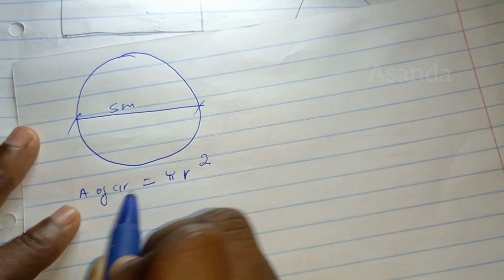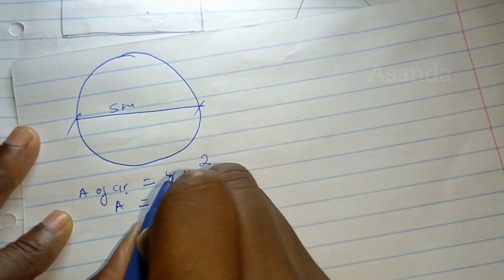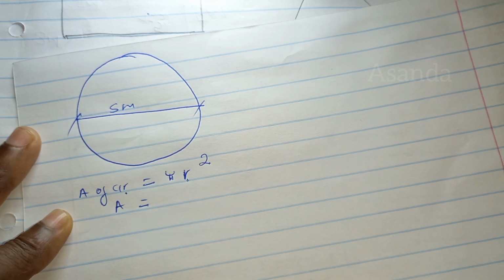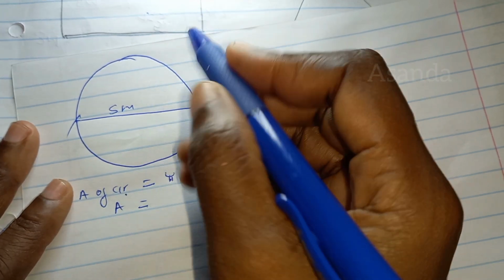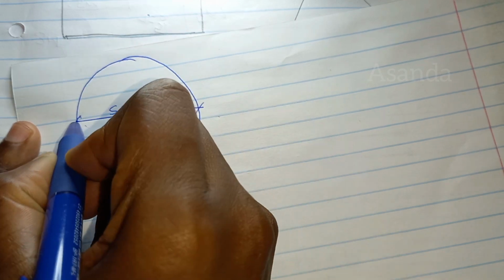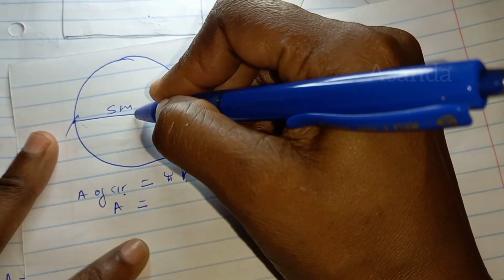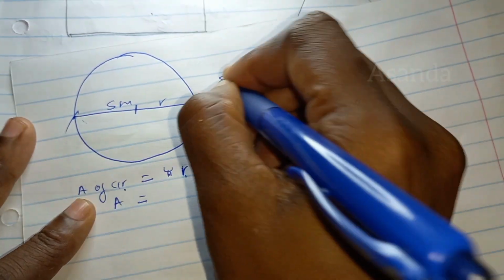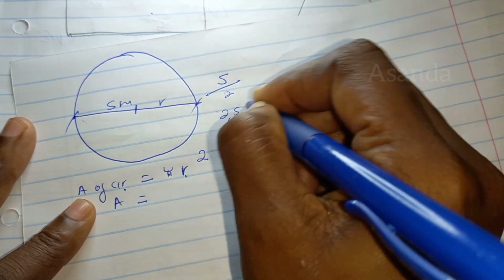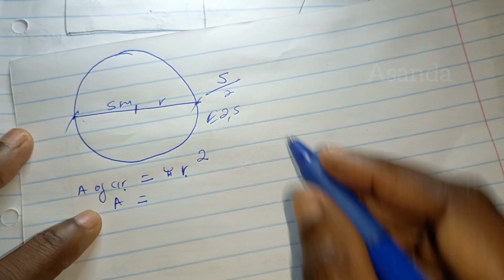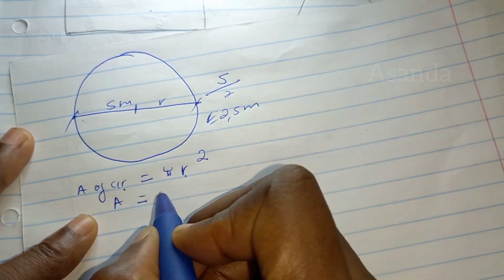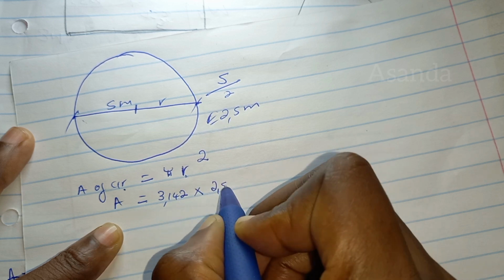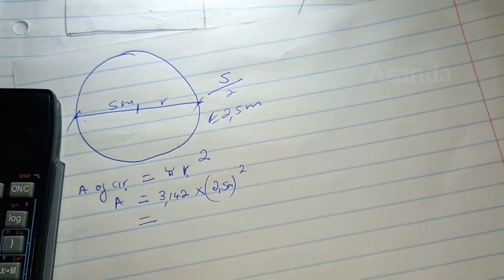Now remember, the formula says area of a circle is equal to pi times radius squared. But here we are given the diameter. Go back, think back to the lesson that we had. If you have the distance from the beginning of the circle to the end, you can cut it into two and get a radius, right? So if we divide this 5 by 2, we'll get 2,5 meters, which is the radius. So we say pi, which is 3,142, multiplied by 2,5 squared.